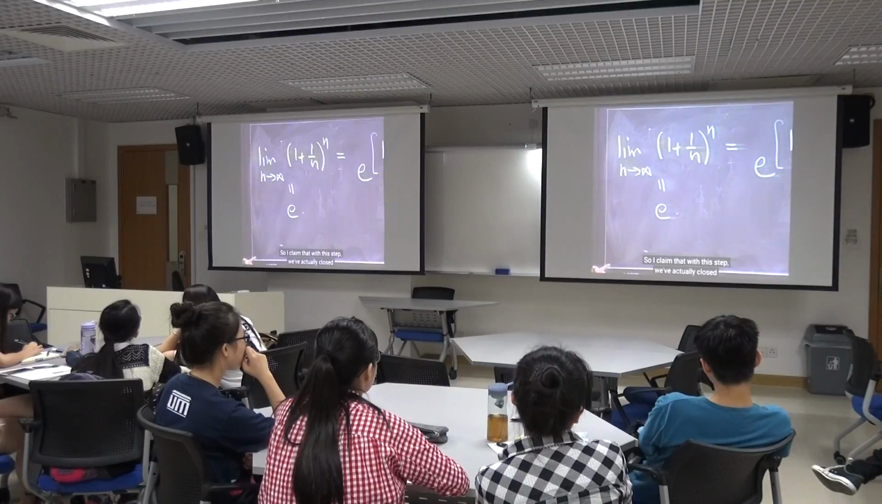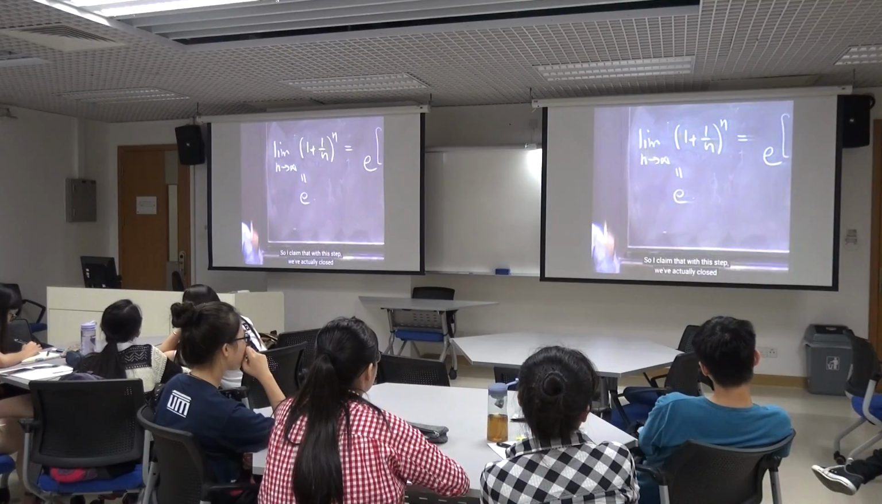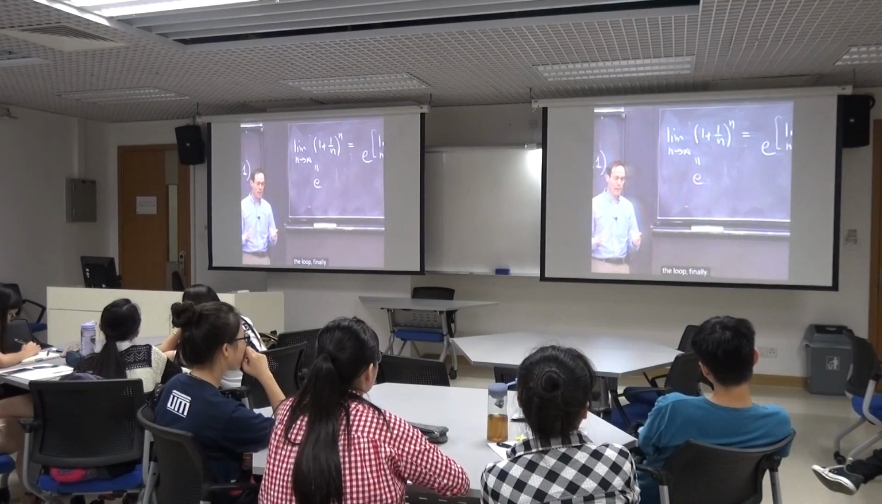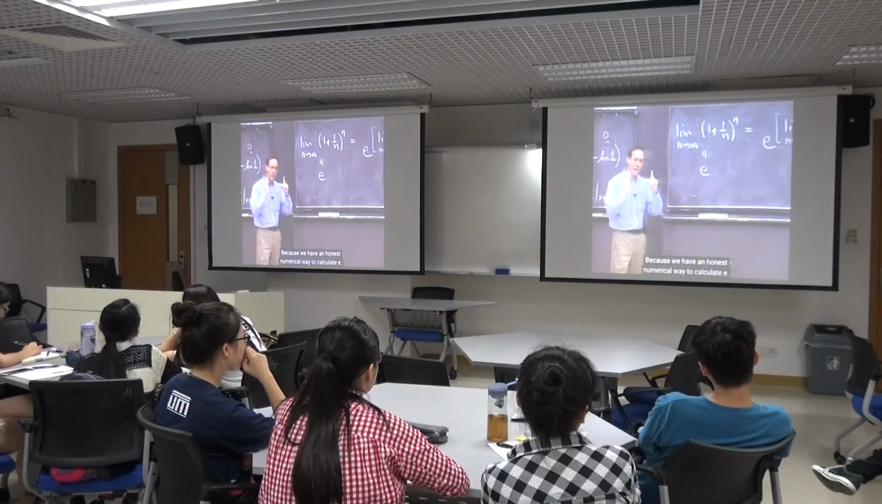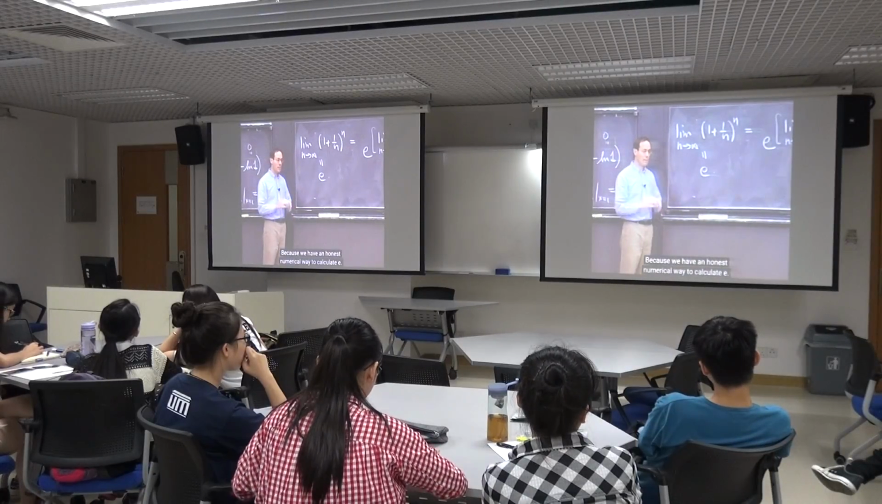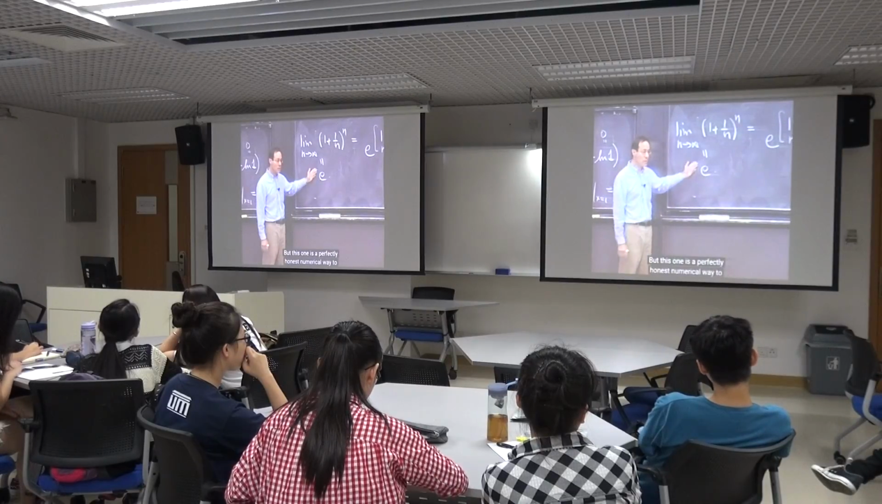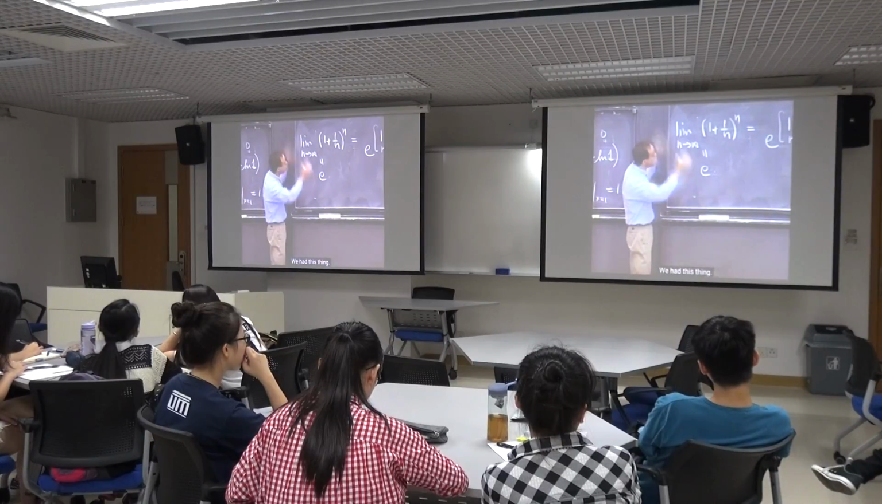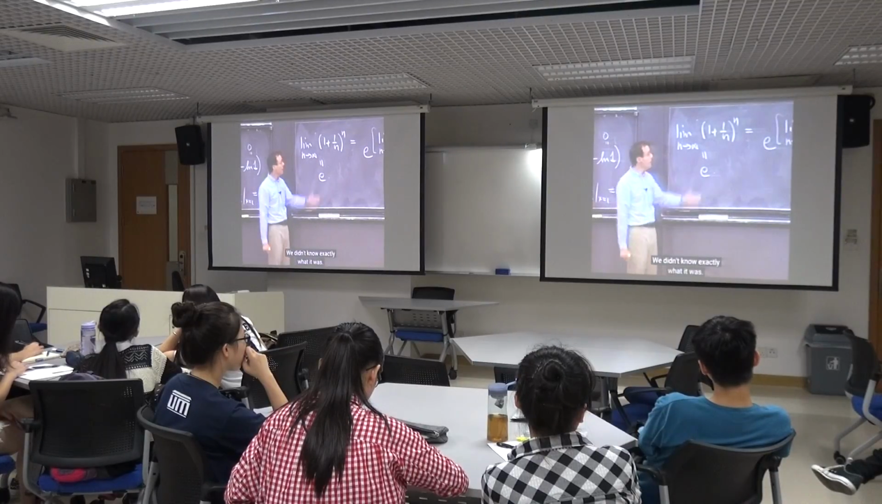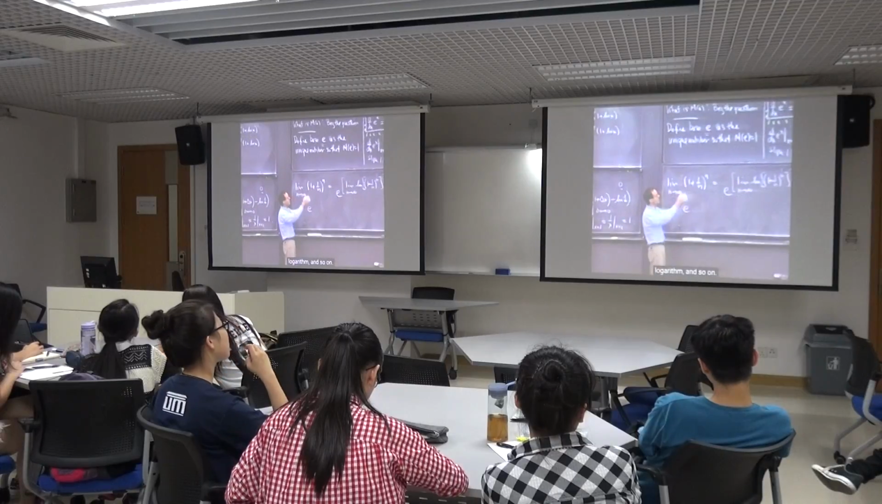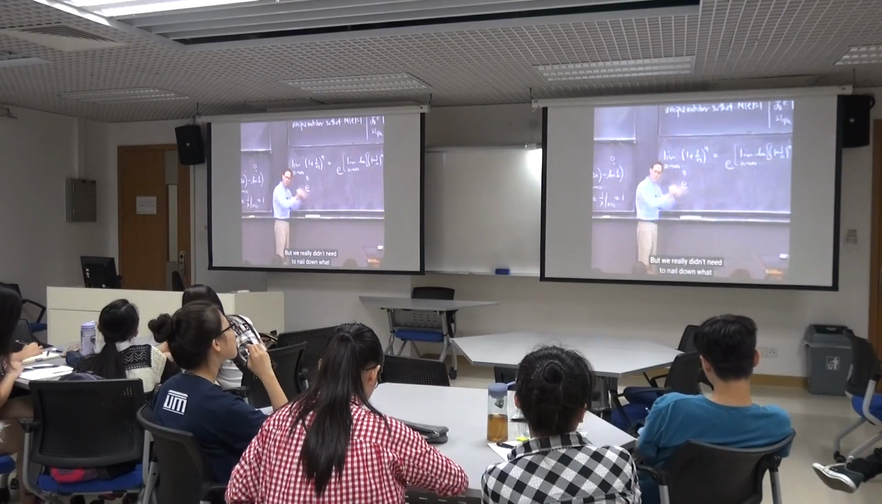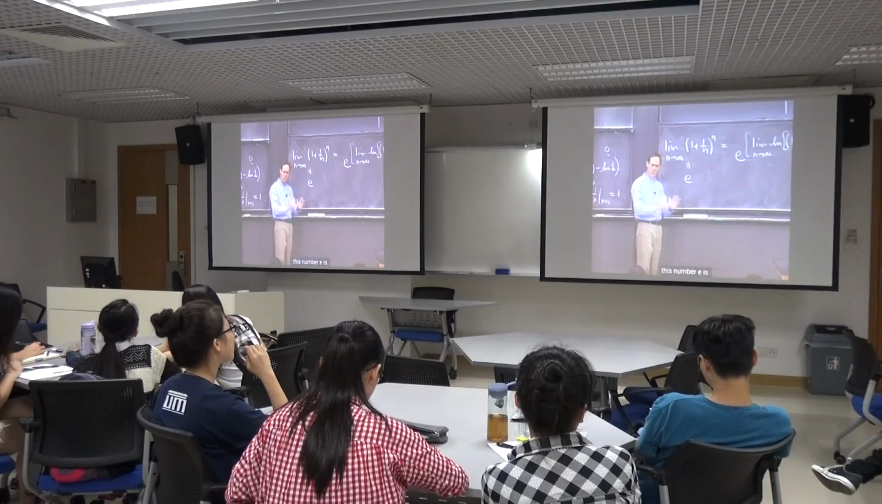So I claim that with this step, we've actually closed the loop finally, because we have an honest numerical way to calculate e. There are many such ways, but this one is a perfectly honest numerical way to calculate e. We had this e, we didn't know exactly what it was. It was tied to the exponential, the logarithm, and so on. We have all that stuff, but we really need to nail down what this number e is.